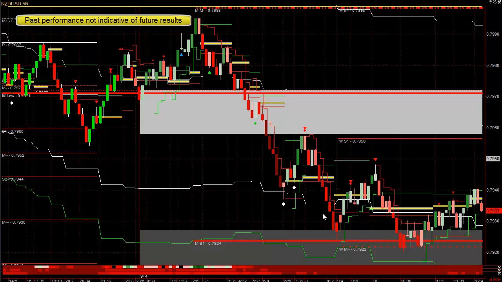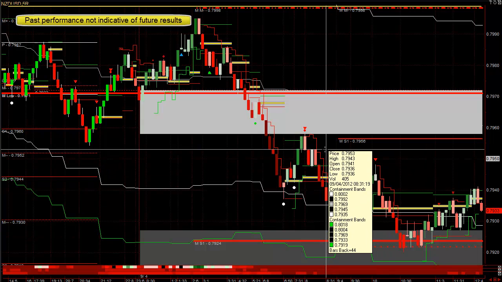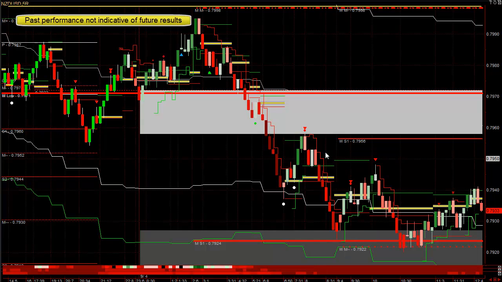And then when it comes down, you're expecting it to run out of steam underneath the lower band, hits the monthly pivot, my Fibonacci profit target level. You're probably out somewhere in here around 27. So you're short at 52, and you made about 25 pips on that trade. Very nice trade.